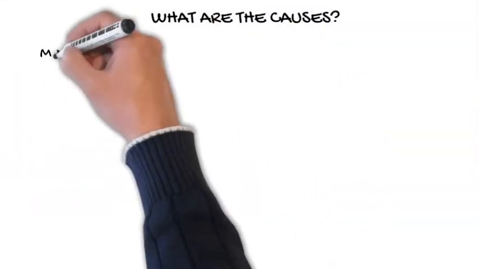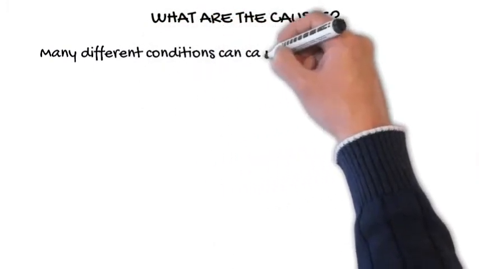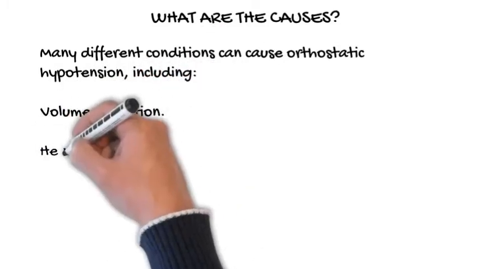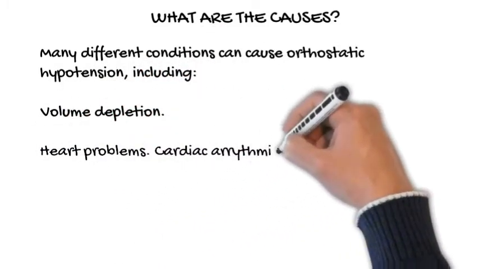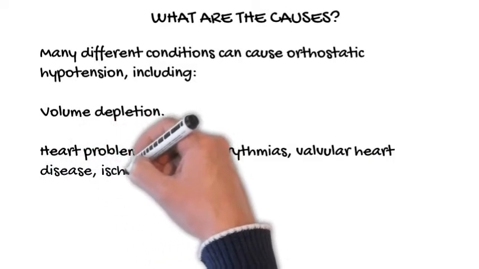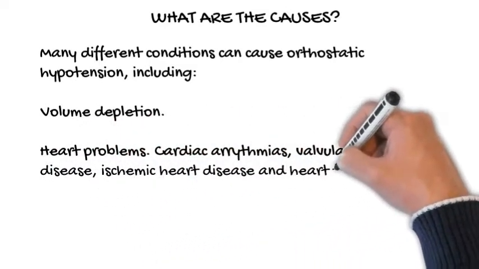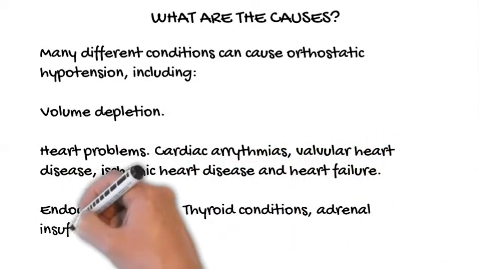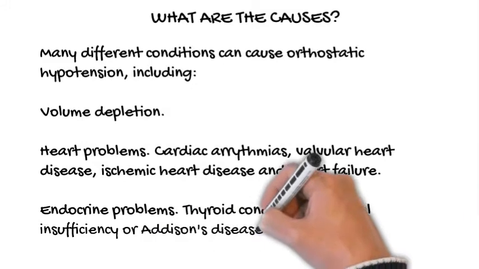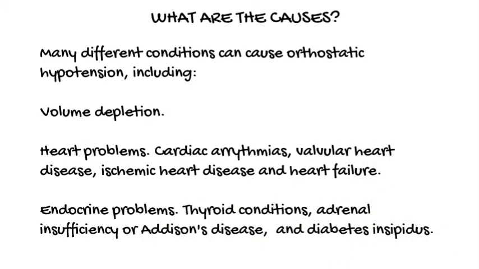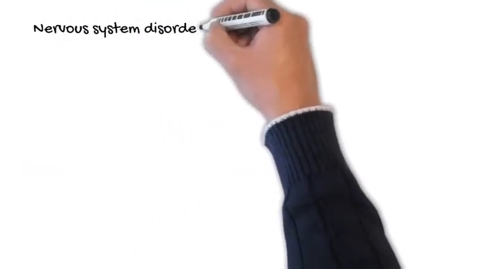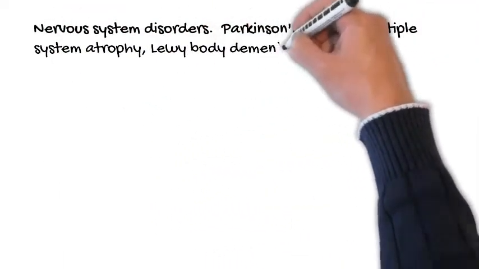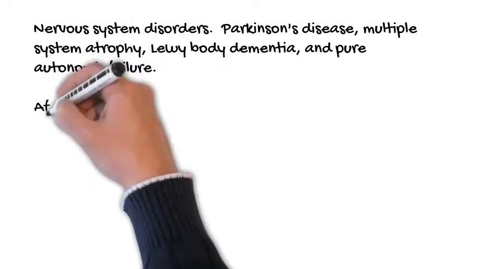What are the causes? Many different conditions can cause orthostatic hypertension, including volume depletion, heart problems, cardiac arrhythmias, valvular heart disease, ischemic heart disease and heart failure, endocrine problems, thyroid conditions, adrenal insufficiency or Addison's disease, and diabetes insipidus, nervous system disorders, Parkinson's disease, multiple system atrophy, Lewy body dementia, and pure autonomic failure.